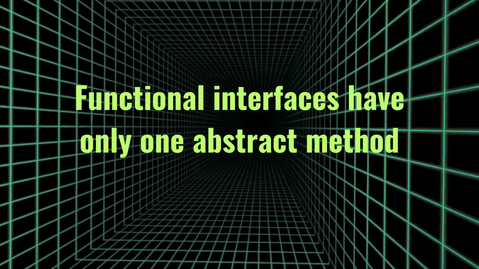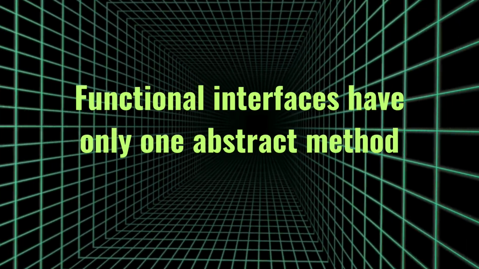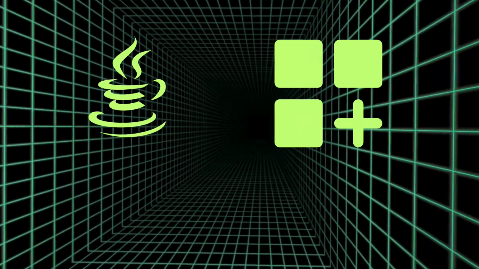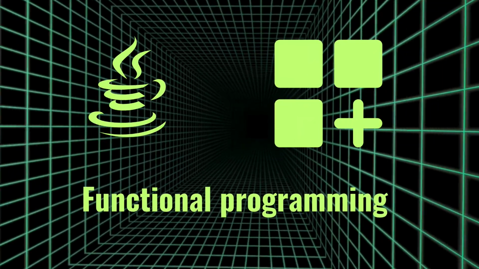Functional interfaces have only one abstract method, and they can have any number of other types of methods. Java added this type of interface to achieve a functional programming approach.